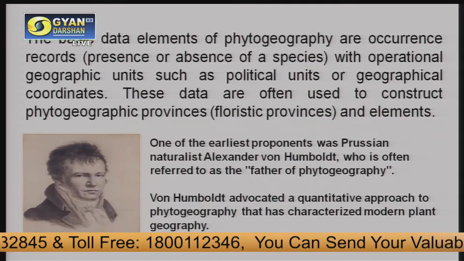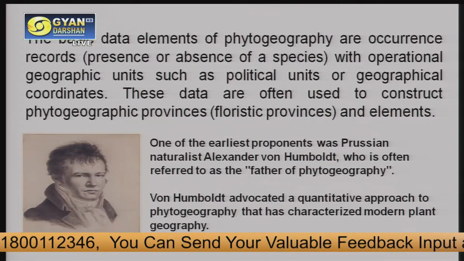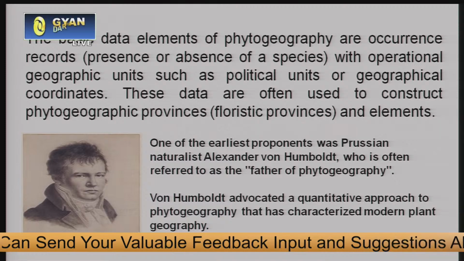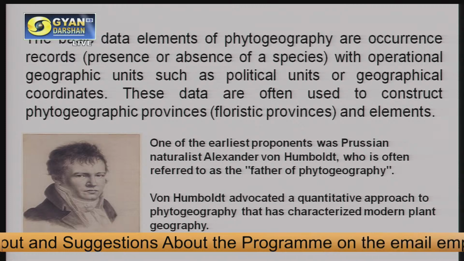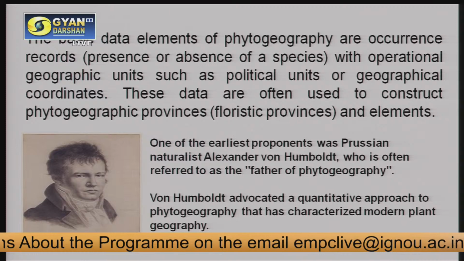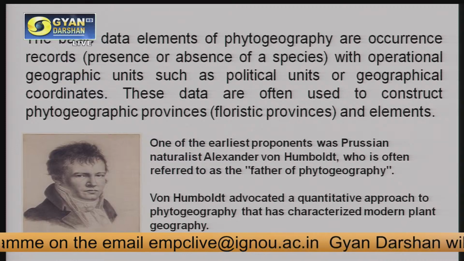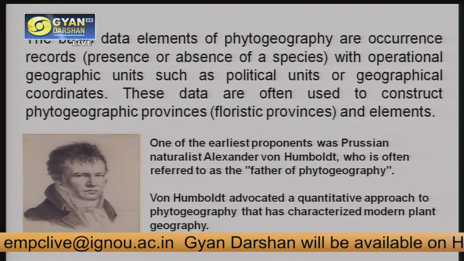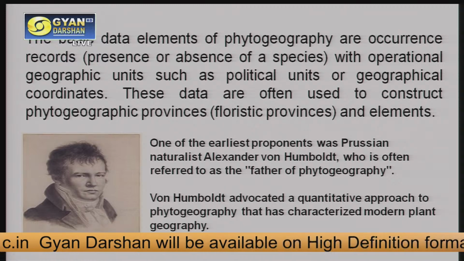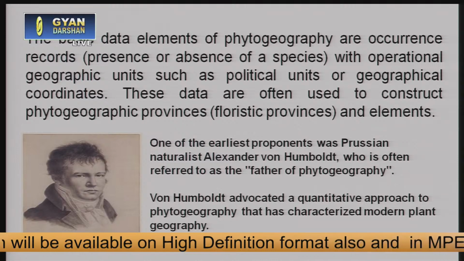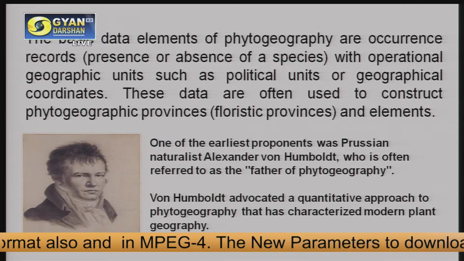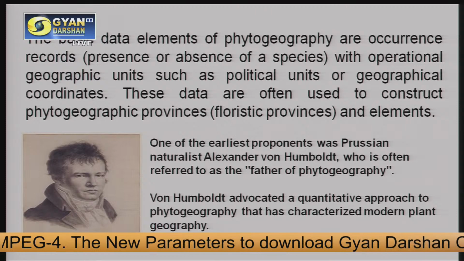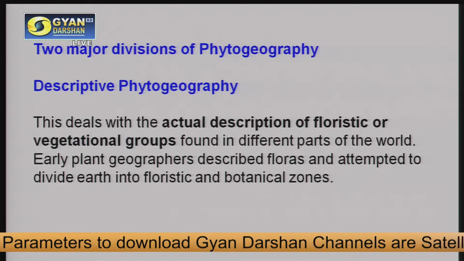Now, one of the earliest proponents was the Prussian natural scientist Alexander von Humboldt, and he is regarded as the father of phytogeography. Why? Because he was actually one of the pioneers who was instrumental in studying these phytogeographic patterns all across the globe. Von Humboldt advocated a quantitative approach to phytogeography that has characterized modern plant geography, or that has actually led us to understanding of the distribution pattern of the flora across the world and also in India.